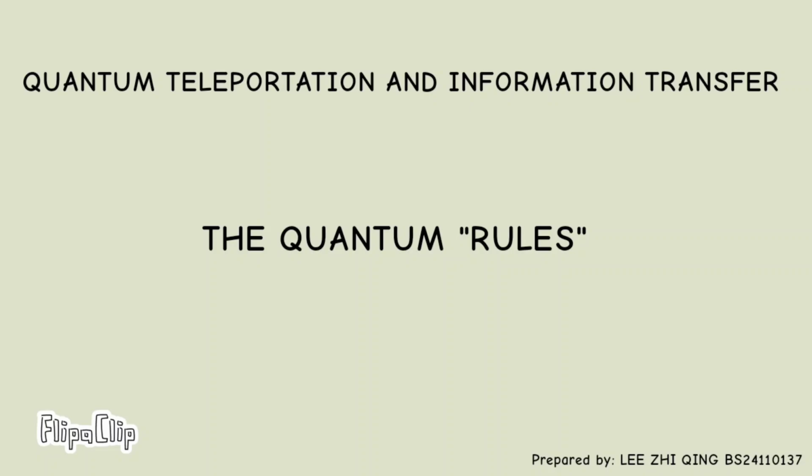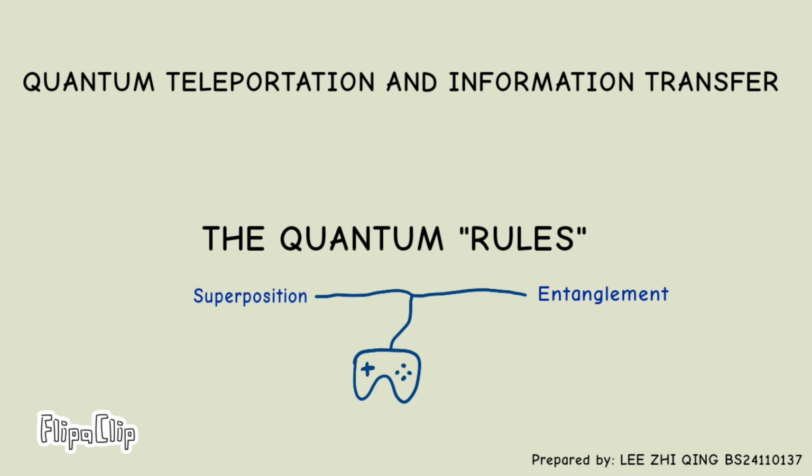Welcome to the quantum world, where the rules are completely different from the world we see around us. Imagine you are playing a video game with two cheat codes. These are superposition and entanglement.